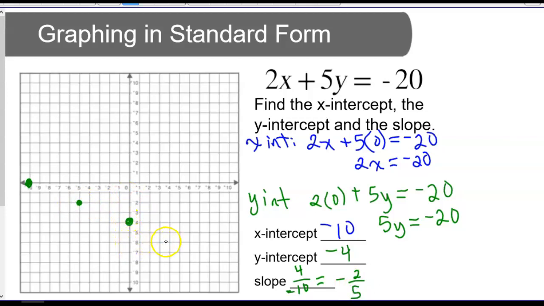I could go down 2, and I can go right 5, down 2, right 5, and these would all be the points on my line. So my line should look something like this. Pretend that went through the point there. And that's how we graph in standard form.